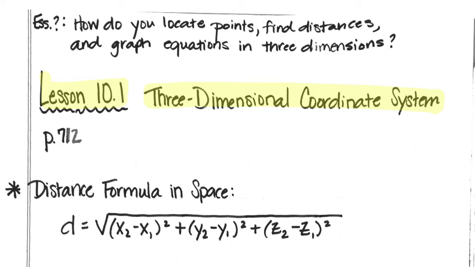So we're going to start with the good old distance formula. The distance formula is very similar to a regular linear distance formula, but now we have the distance is equal to the square root of x sub 2 minus x sub 1 squared plus y sub 2 minus y sub 1 squared plus z sub 2 minus z sub 1 squared.